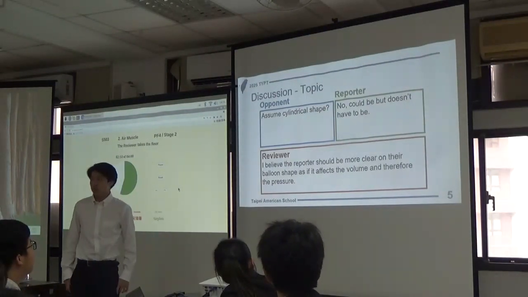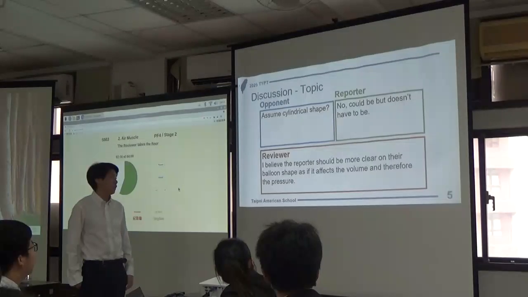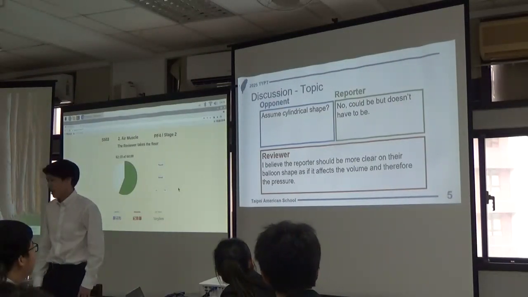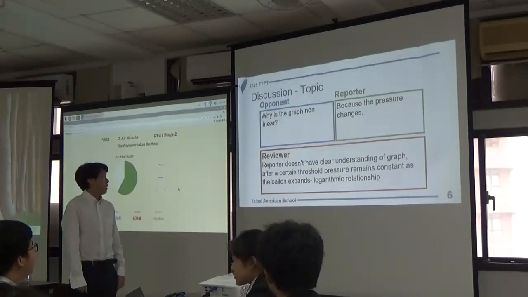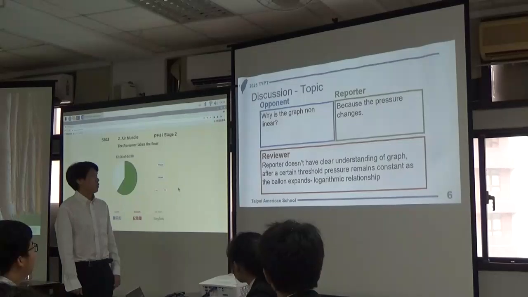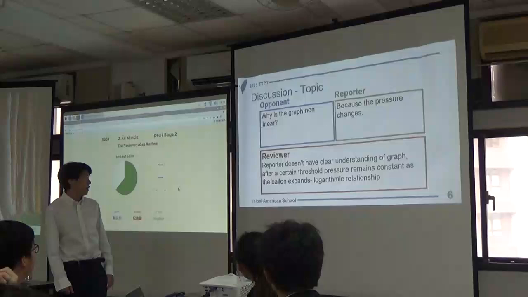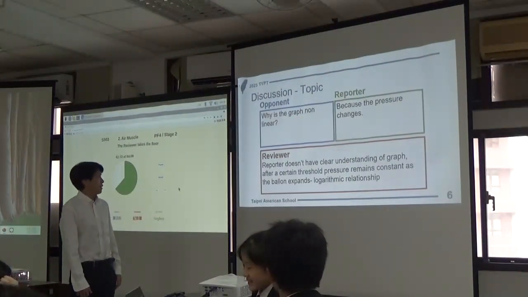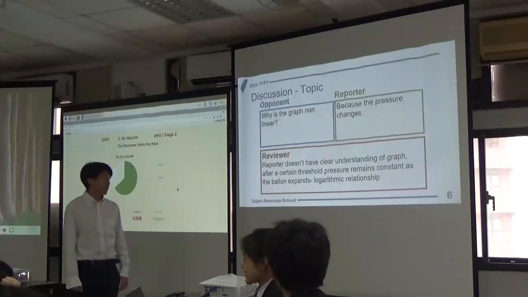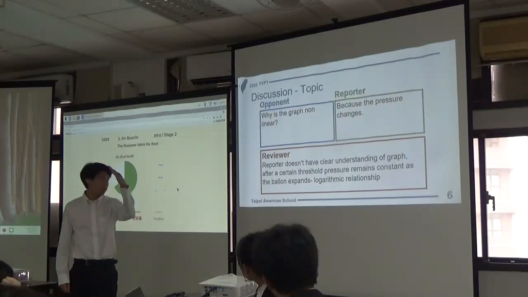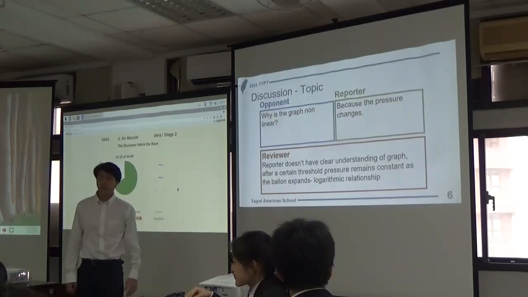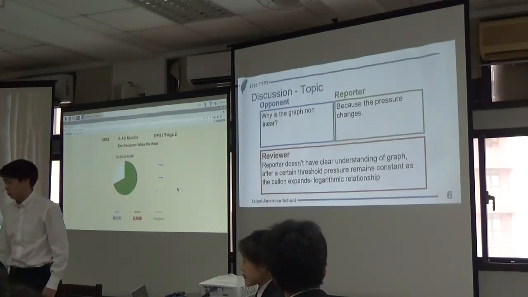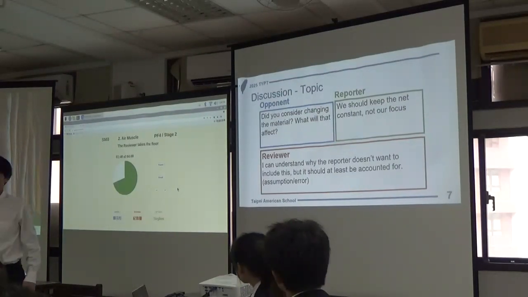I think that the reporter should be more clear on the shape of their balloon, as it affects the volume and therefore the pressure calculations, which is a crucial part of this topic. Secondly, the opponent asked why the graph is non-linear, and the reporter just said the pressure changes. I don't think the reporter really has a clear understanding of the graph, because from my experience and knowledge on the topic, after it reaches a certain threshold, the pressure sort of remains constant, a sort of logarithmic relationship, and if it exceeds the threshold by too much, the balloon would pop. I think the reporter failed to address that.